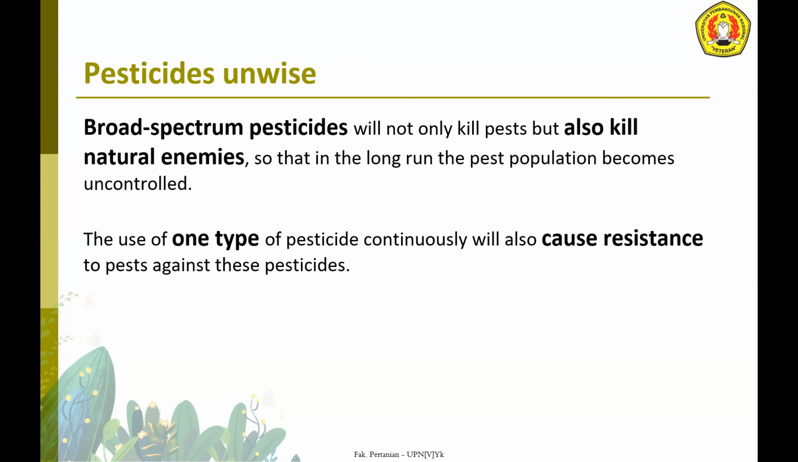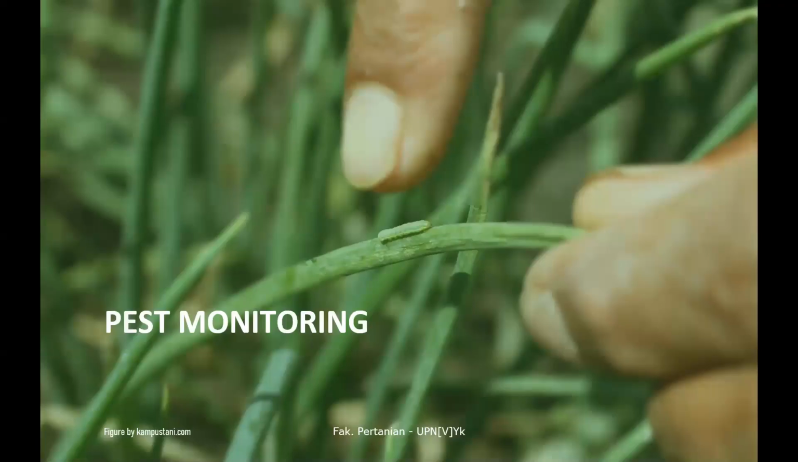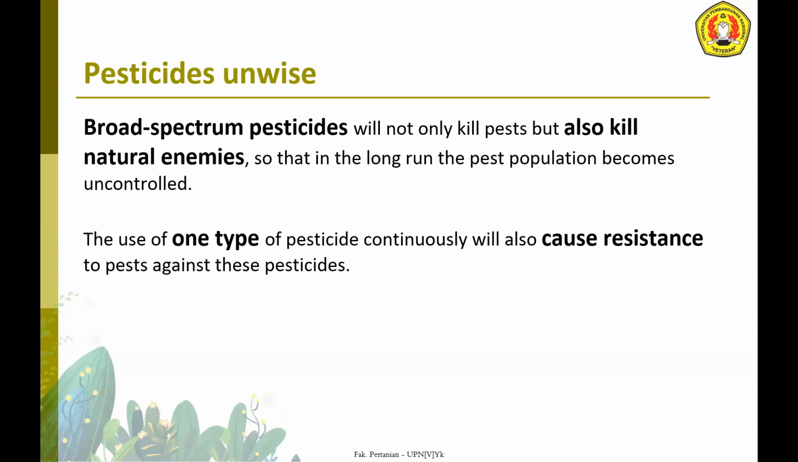Kemudian membuat pest population-nya uncontrolled, tidak dapat dikendalikan. Not only about broad spectrum pesticide, but also one type of pesticide. Sorry, the use of one type of pesticide continuously will also cause resistant to pest against this pesticide.